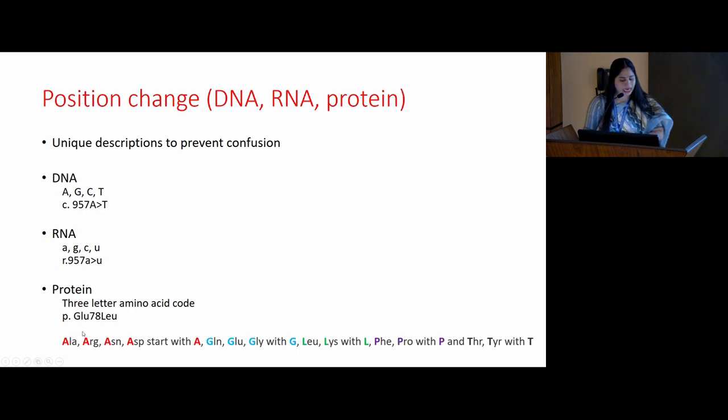because A has multiple amino acids which start with A. Similarly for G, L, P and T. And for stop codon, wherever stop codon comes, we use either asterisk or the word TER, for termination. Okay.